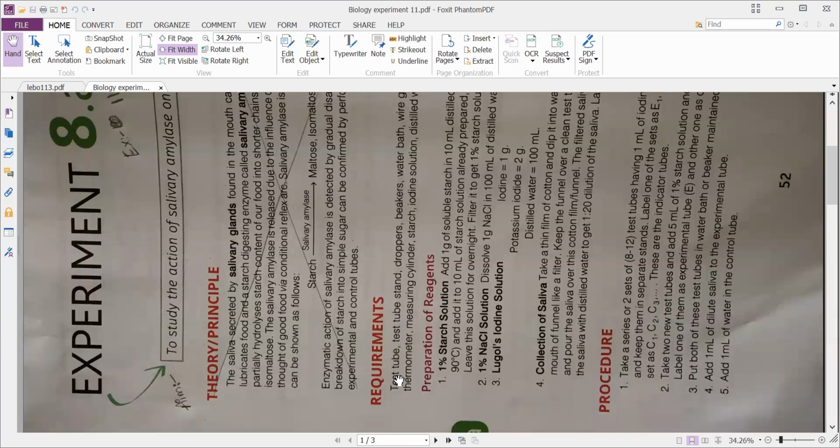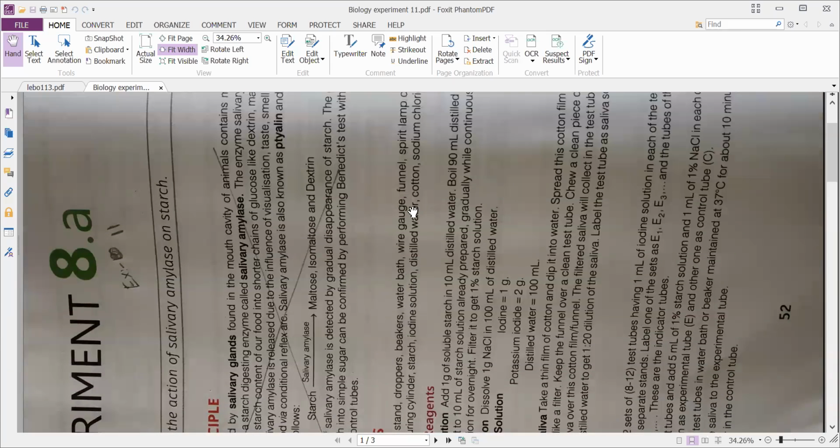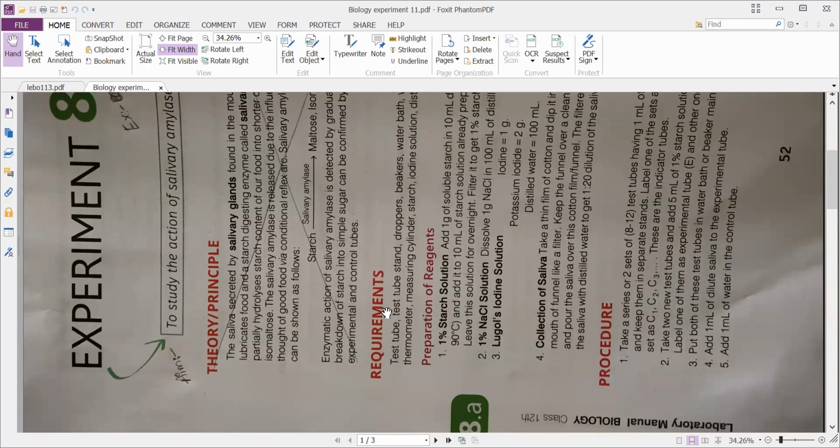We can see the test tube stand, droppers, beakers, water bath, wire gauze, funnel, spirit lamp or burner, like that. Those are the requirements. And next here we'll have one more heading, that is preparation of reagents. You have to prepare 1% starch solution, and next 1% NaCl solution.